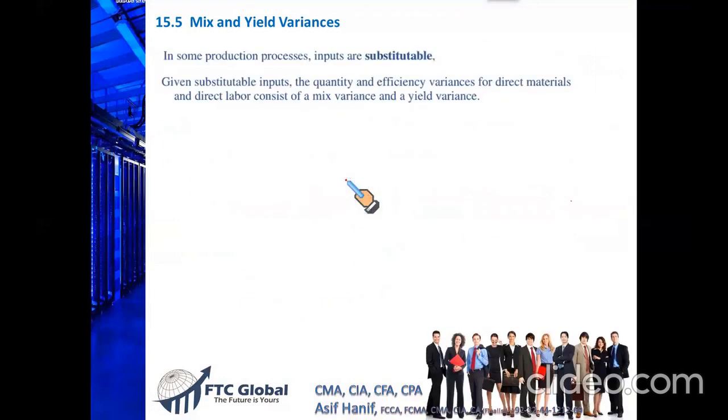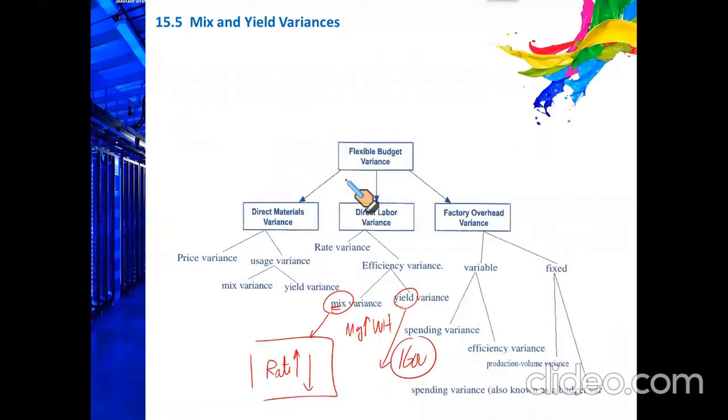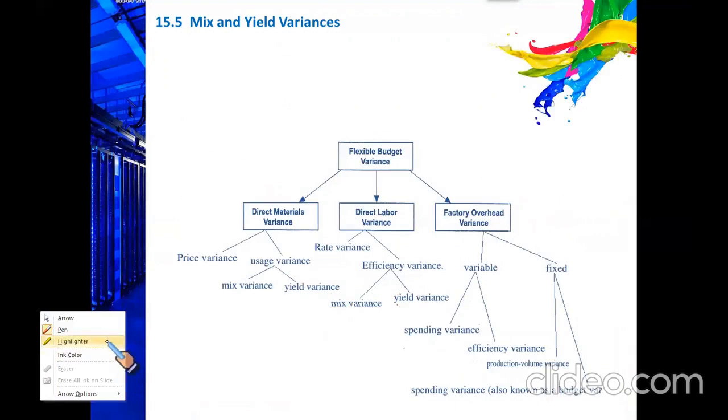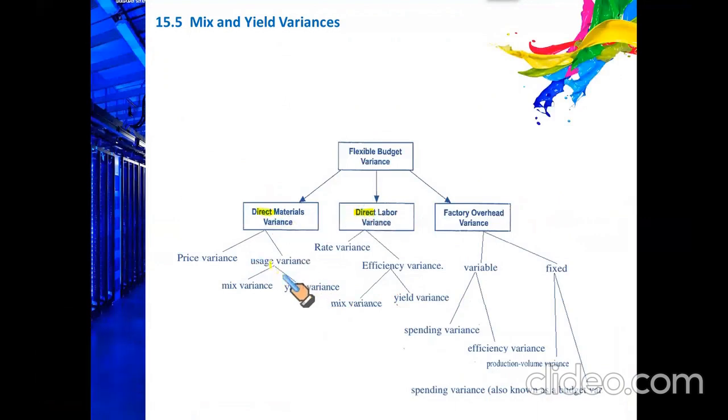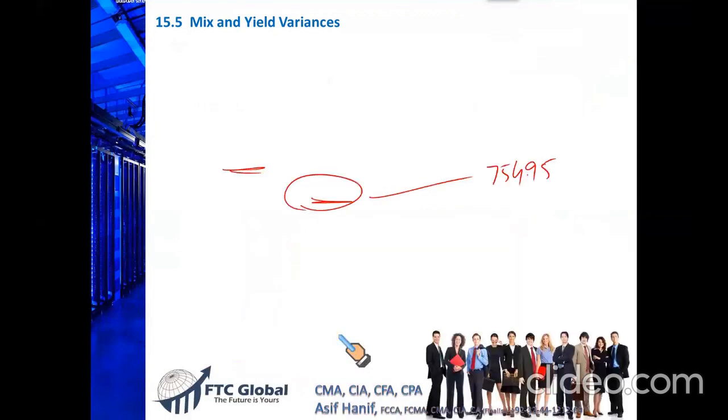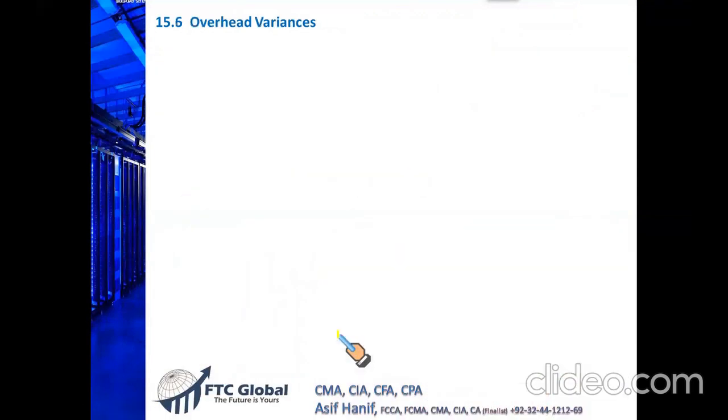So now we have a fuller understanding that in some cases, when your labor or your material is substitutable, we can mix different types of labors and materials, and this could sometimes result in mix and yield variances, which both can be favorable, both can be adverse. One can be favorable, the other adverse, or the other favorable, the first adverse. So there is no rule that they both must be favorable or both must be adverse. They can be anything depending upon the information given. So we can't force any generalization or any rule. So that ends your mix and yield.